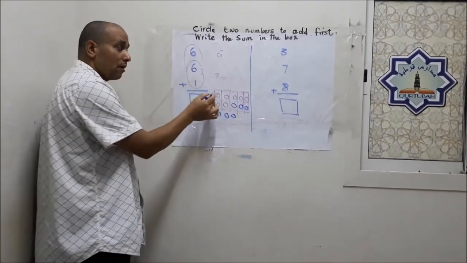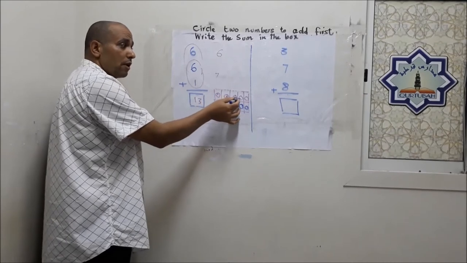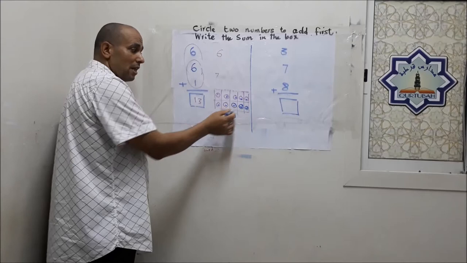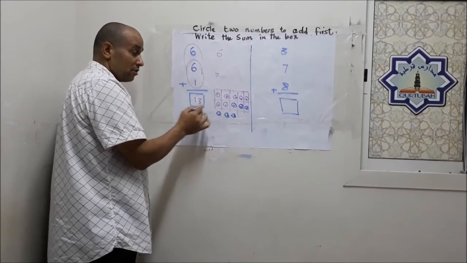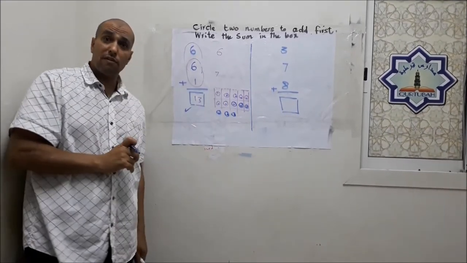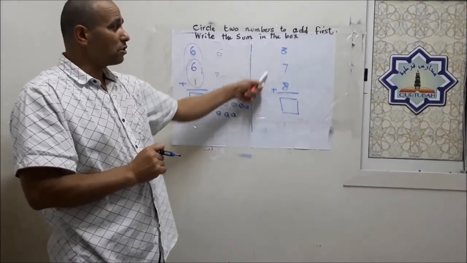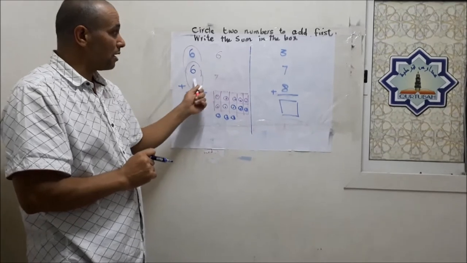Let's count from the beginning. 1, and 2, and 3, and 4, and 5, and 6, and 7, and 8, and 9, and 10, 11, 12, 13. So I have 13. So put yourself a very big right check here for the problem. So I want you to do this problem the same way I did this one.